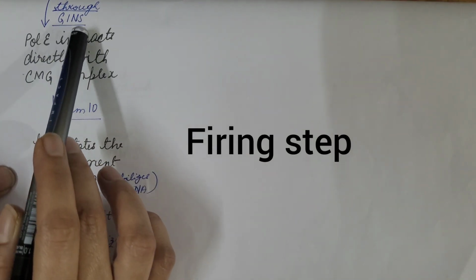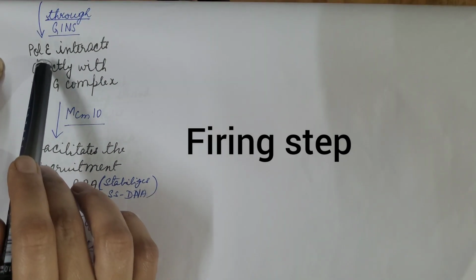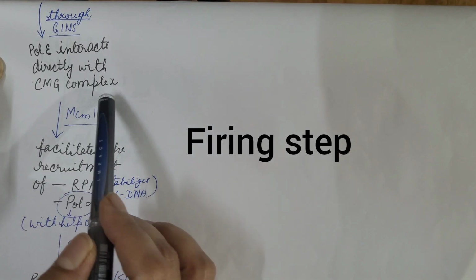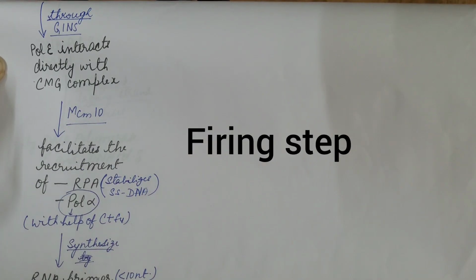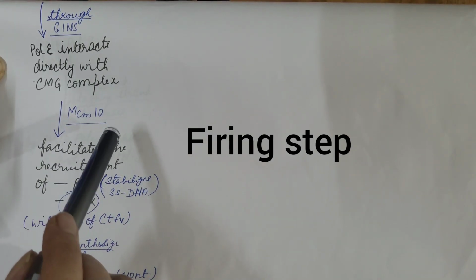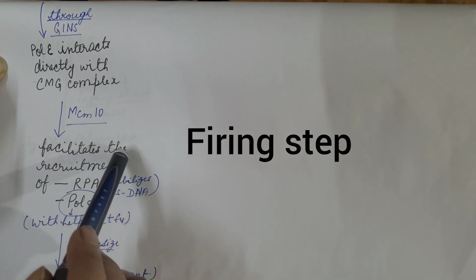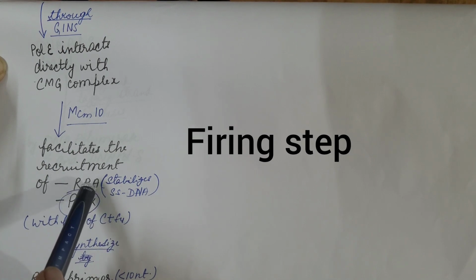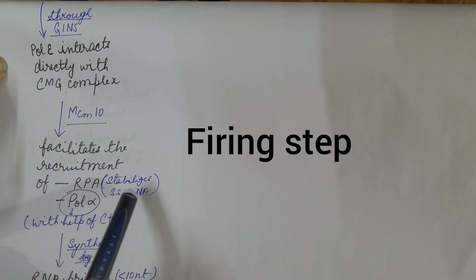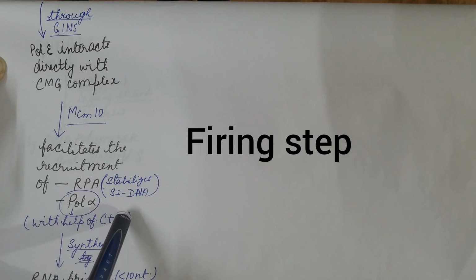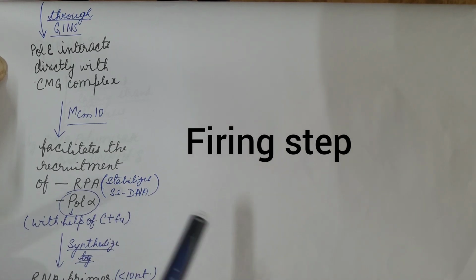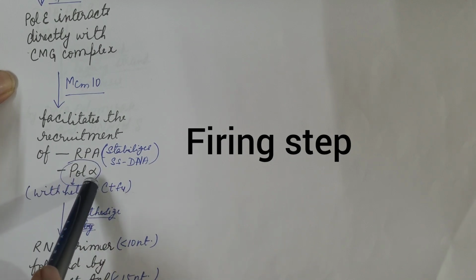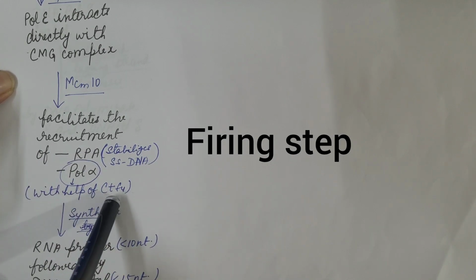And through GINS, DNA polymerase epsilon interacts directly with the CMG complex. MCM10, which is associated with the replication origin, then facilitates the recruitment of RPA, which binds to the single strand of DNA and stabilizes it and prevents its re-annealing or rewinding. It also facilitates the recruitment of DNA polymerase alpha with the help of CTF4.